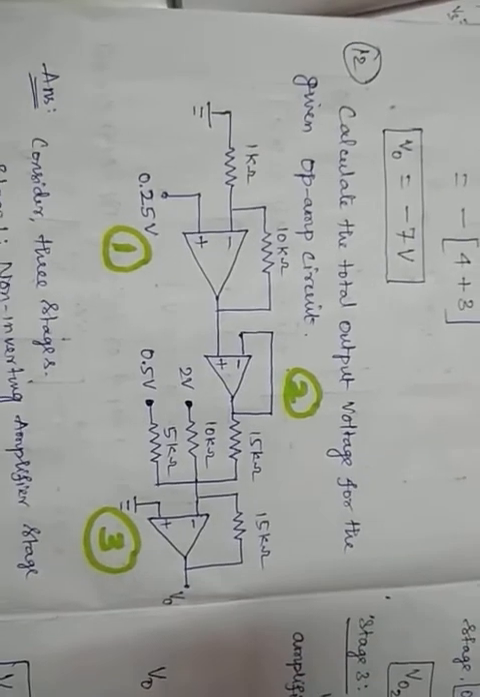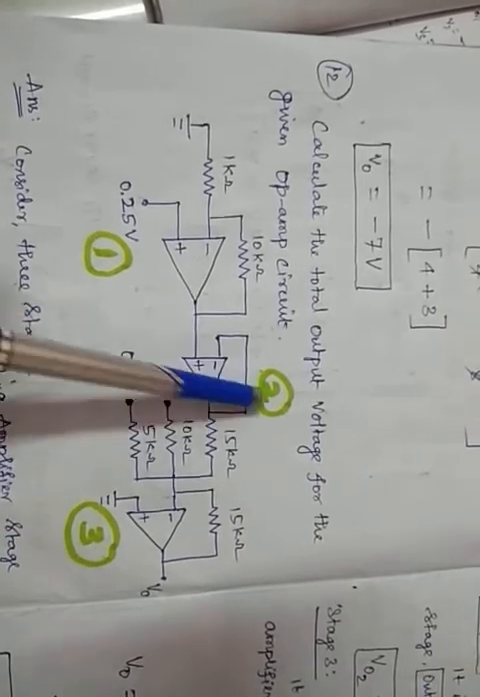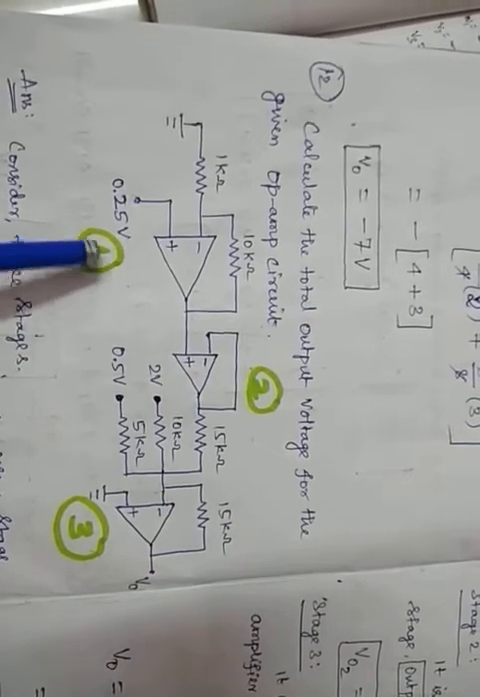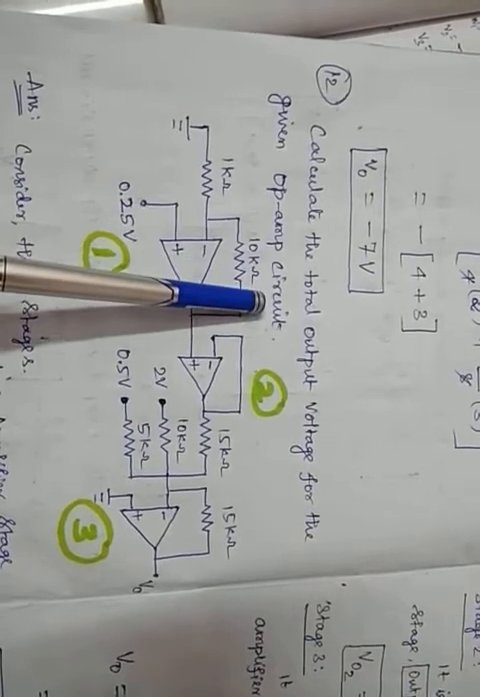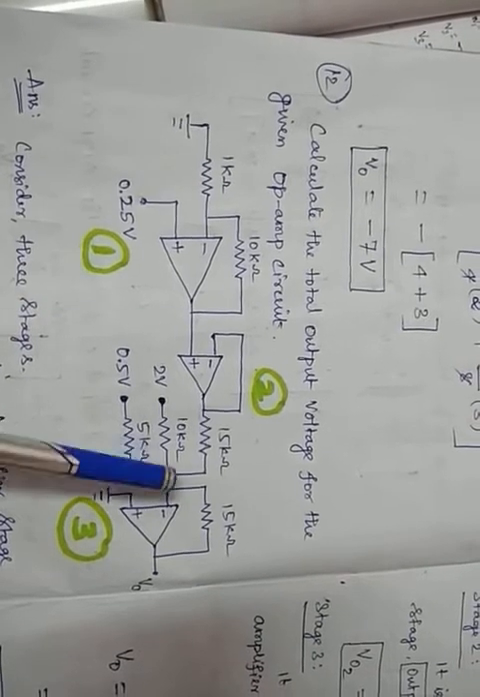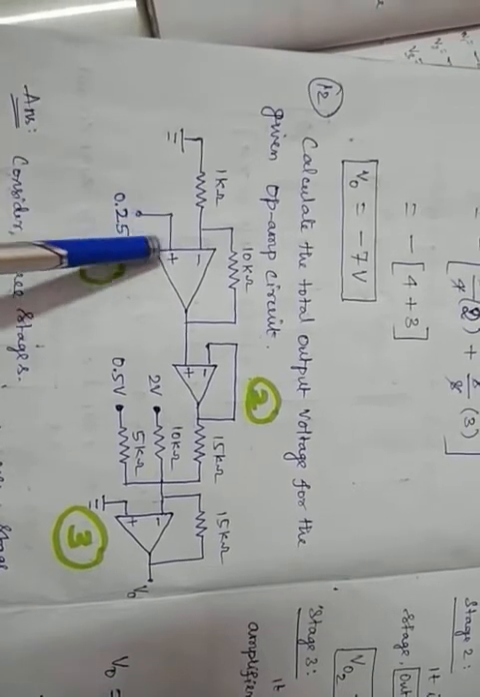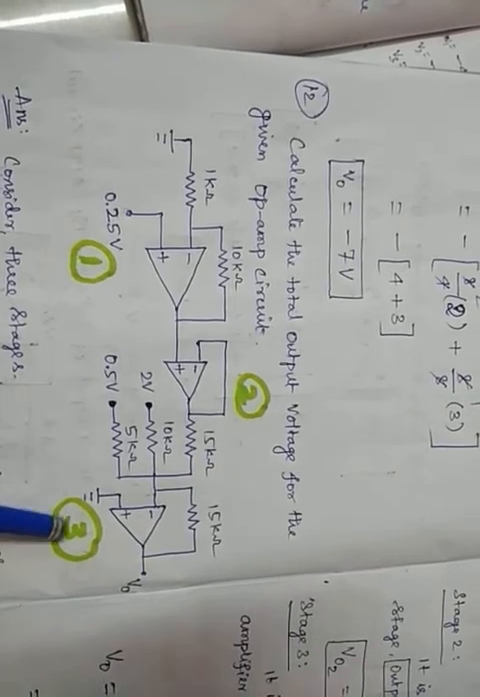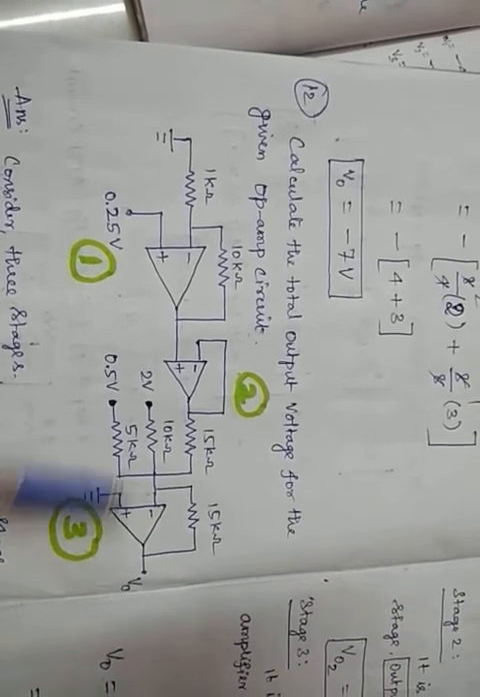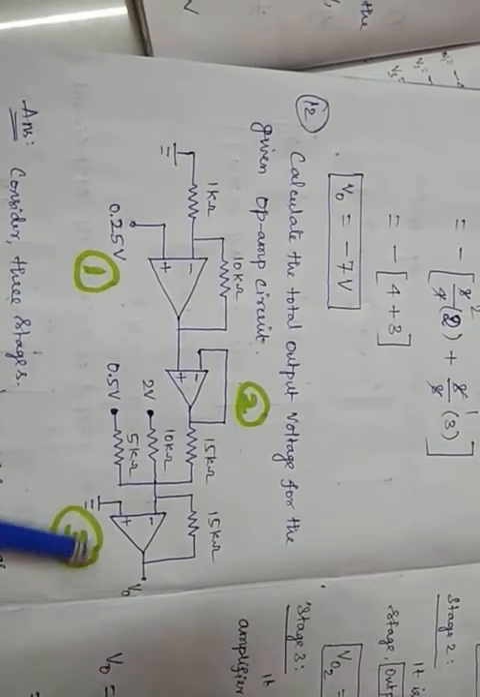This is a peculiar case, because it's a combination of three amplifiers, right? A combination of 3 different kinds of circuits. Calculate the total output voltage for the given operational amplifier circuit. See here, this is the circuit given. By seeing this, you understand the first stage is non-inverting type, the second stage is voltage follower type, and the third stage is inverting summing type. So we'll see how to calculate the output voltage for the given circuit.